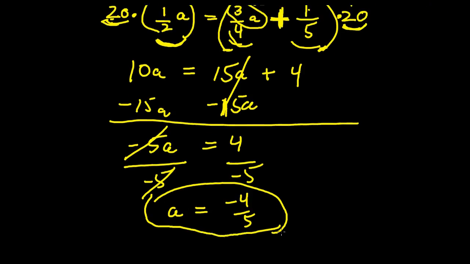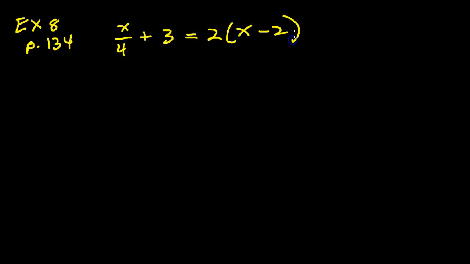Let's see, 2 more and we'll call it a day. This is example 8 in our textbook on page 134. x over 4 plus 3 equals 2 times x minus 2. All right, so here we've kind of got it all. Variables on both sides of the equation. We've got fractions and all kinds of things, or symbols of grouping, parentheses as well.